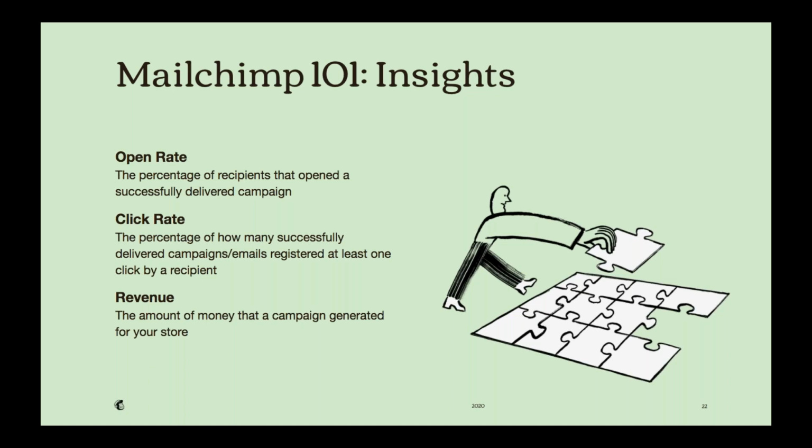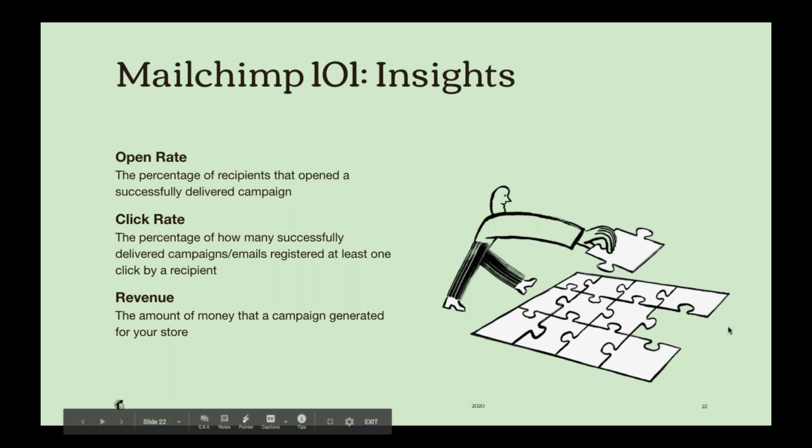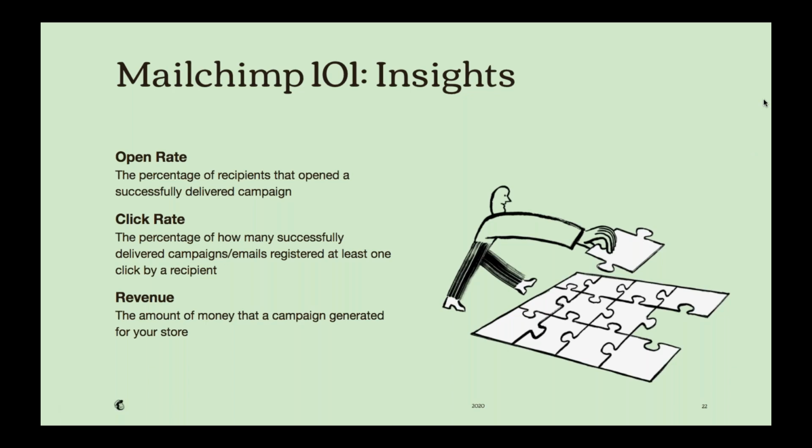And finally, revenue, which shows you how much money an individual campaign generated for your store after a subscriber clicked into it. Learning more about your audience with these insights will help you to create personalized campaigns to discover the best next step for you to take. So now we're going to head back into the app to talk through these metrics in a little more detail.